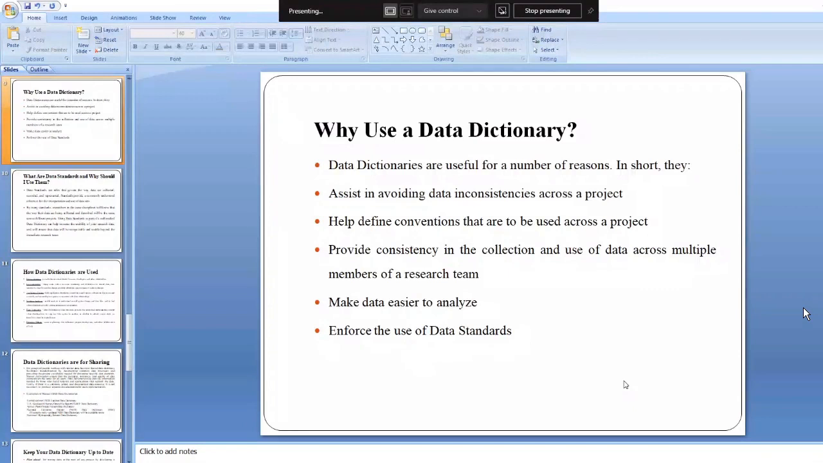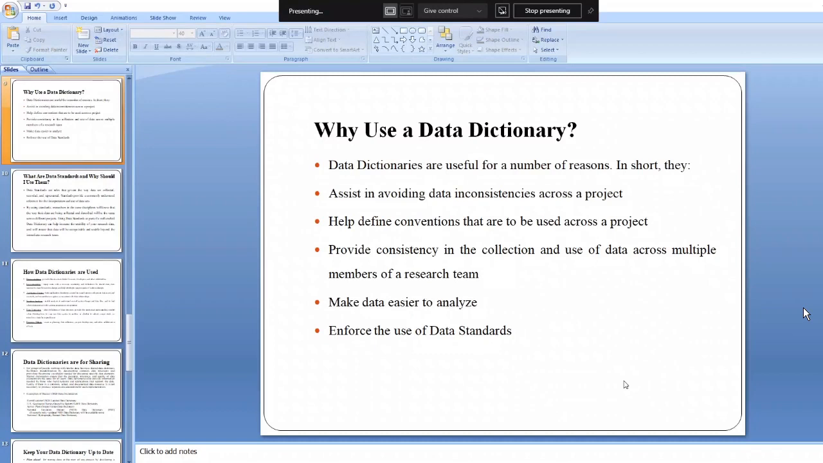Now, it provides consistency in the collection and use of data across multiple members of a research team. It makes the collection consistent, and at the same time, it can be distributed or used by multiple people. As we know, multiple teams work on a project to complete it, so from the data dictionary we can identify the data which is useful for us, and we can distribute that data among the team members who are working on that particular project.